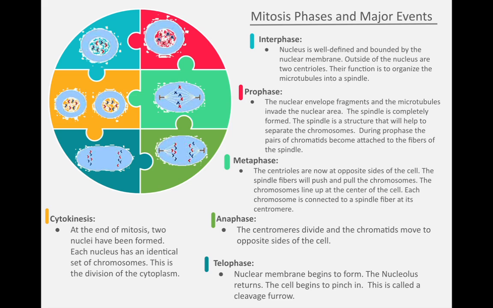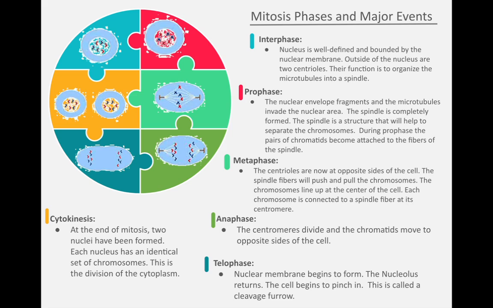So once the centromeres have been pulled apart and there's a complete set of chromatin on each side of the cell, the cell moves into telophase, where a nuclear membrane begins to form around both sets of genetics. There's a nucleolus in both of those newly formed nuclei, and the cell begins to pinch. This becomes what we refer to in animals as the cleavage furrow. Mitosis then is done at the end of telophase once all of those structures are in place.